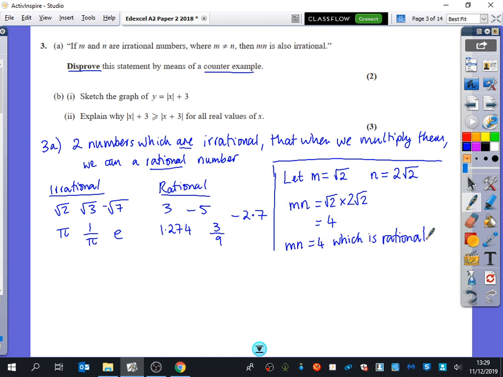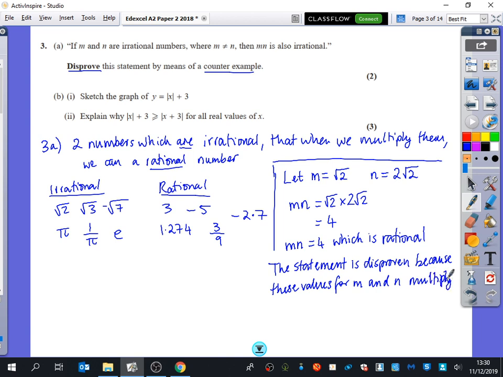Lots of people are able to get to this stage, but because it's a proof question, you need to have some kind of conclusion. So we need to say something. The statement is disproven because these values for m and n multiply to give a rational number.